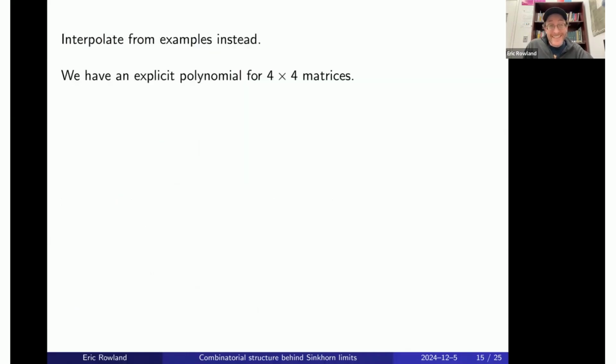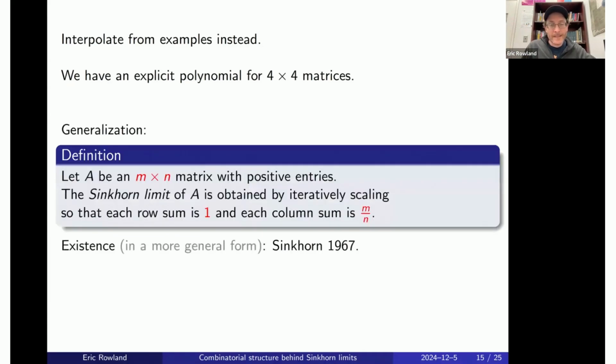So what we have to do instead is interpolate from numeric examples. You can interpolate the polynomial by just randomly generating a bunch of 4 by 4 matrices, iterating the rows and columns till you get approximate fixed points, and then using PSLQ to guess the algebraic numbers that they are. And from that, if you have enough data, you can start building up the coefficients. And so we did this for enough matrices where we actually have an explicit polynomial for the top left entry for a 4 by 4 matrix.